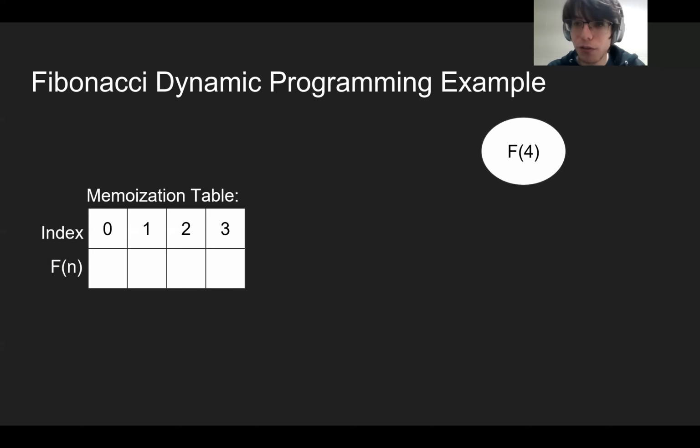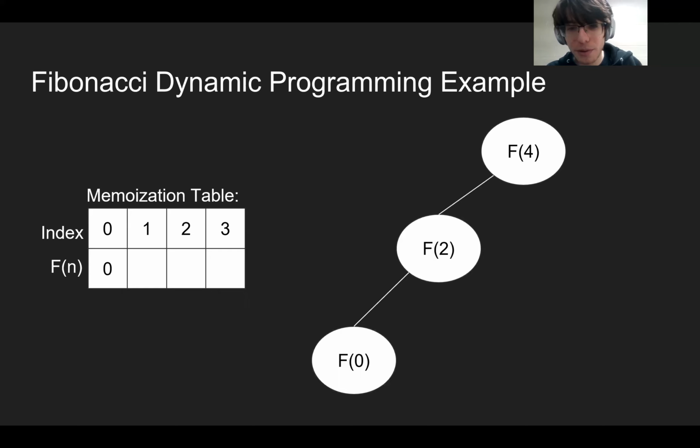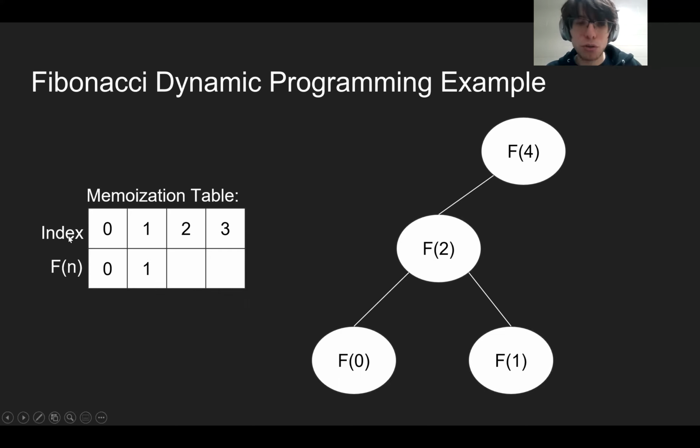So we have f of 4. We're trying to solve for f of 4. So we have to solve for f of 2. For f of 2, we have to use f of 0 and f of 1 to solve. So we already know the values of those.